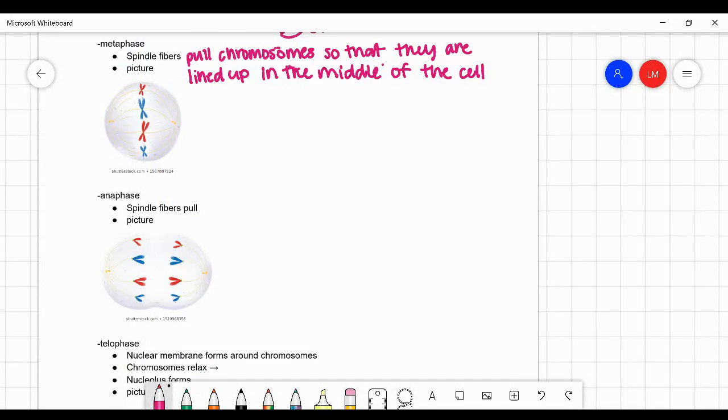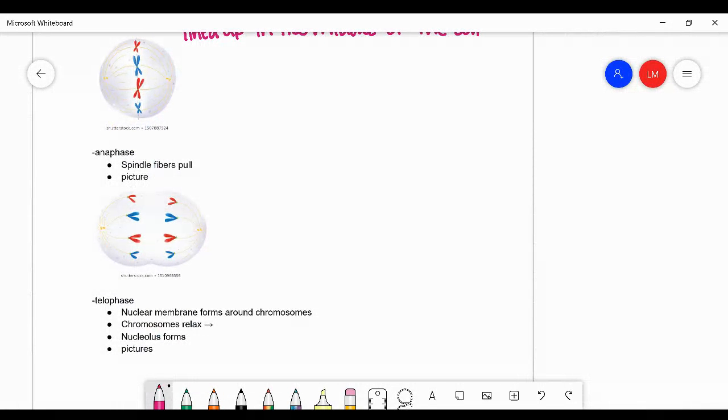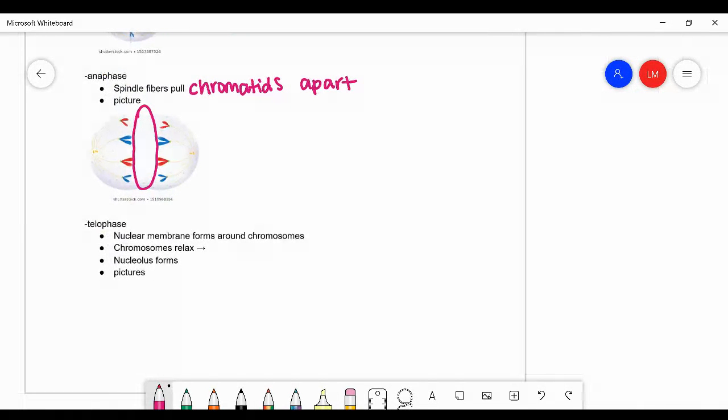Next comes anaphase, where spindle fibers pull chromatids apart. So we can see now in our cell, we've got this very visible gap in the center as those chromatids are being pulled apart. Last comes telophase. During telophase, the nuclear membrane forms around chromosomes. The chromosomes relax, which means they are no longer visible. The nucleolus is going to form.